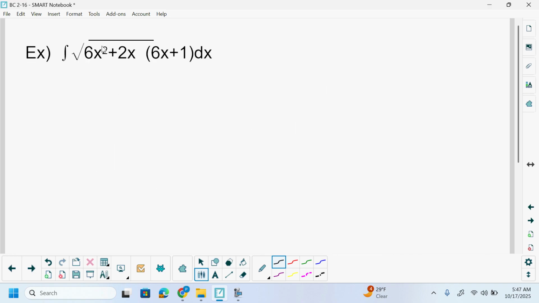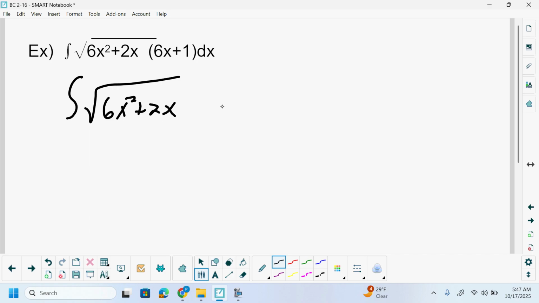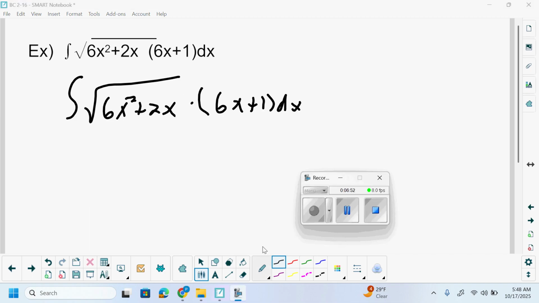Here's your second one to do. That's a square root symbol, by the way. The top of it kind of didn't line up perfectly. And let me just rewrite this so it's perfectly clear. So this is 6x squared plus 2x under the square root, and the 6x plus 1 dx is being multiplied afterwards outside of the square root. So we're going to again pause for 3 minutes, see if you can do this integral.